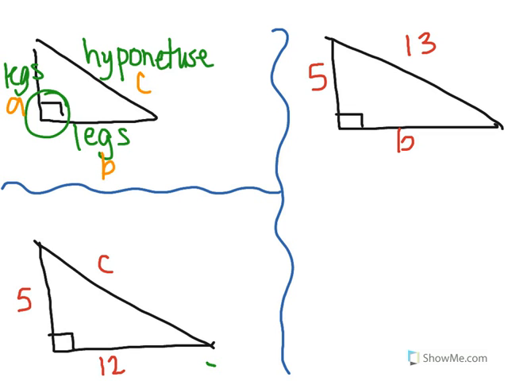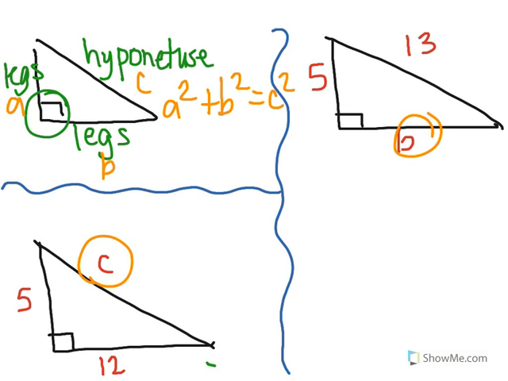The Pythagorean theorem says that the length of A squared plus the length of B squared gives us the length of C squared. We talked about two kinds of examples, one where we were looking for the hypotenuse and one where we were looking for one of the legs. So let's talk about the one with the hypotenuse first.